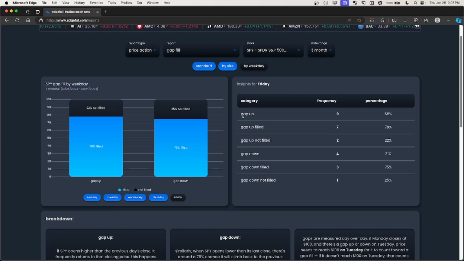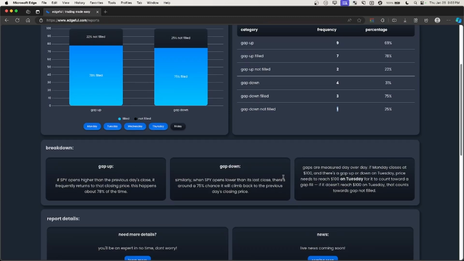So you can see we gapped up on a Friday 9 times. We filled it 7 times. We didn't fill it 2 times. We gapped down 4 times. We filled it 3 times, and we did not fill it once. And then the full breakdowns are in here again.